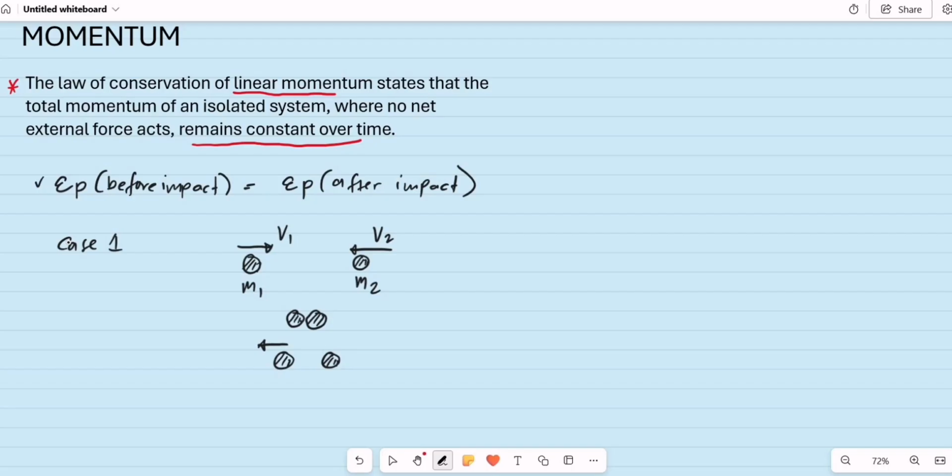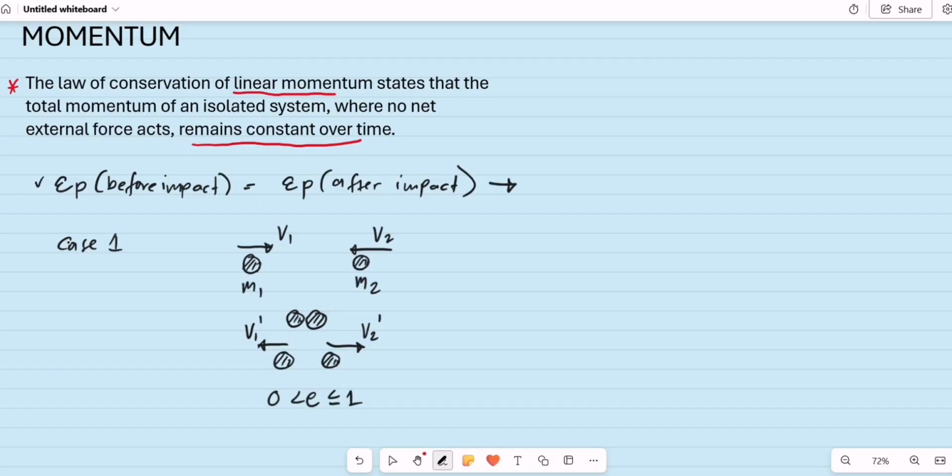But take note that after collision, it will have a new velocity. So let's say this is v sub 1 prime. And then for the second object, let's say it will go back to the right. The velocity will change, so it will be v sub 2 prime. If this is the case, the value of the coefficient of restitution is greater than 0, but possible value will be less than or equal to 1.